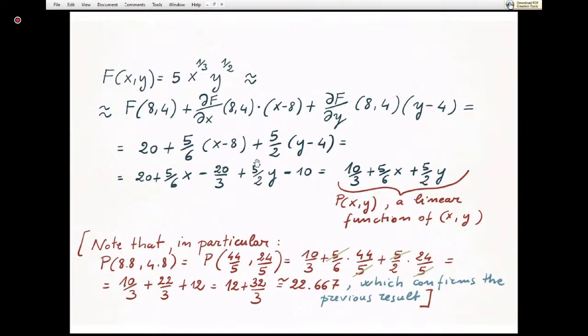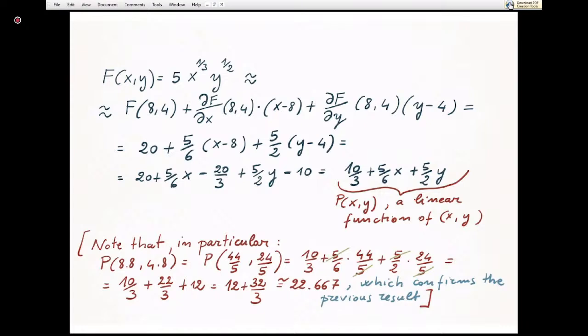You do the computations and you simplify. For instance, 20 minus 10 here is 10, okay? Minus 20 over 3 becomes 10 over 3, plus 5 over 6 x, plus 5 over 2 y. This is the equation of a plane. This is similar to the intercept for a straight line. And these are the parts that depend on the two variables linearly. This is a linear function of x and y.